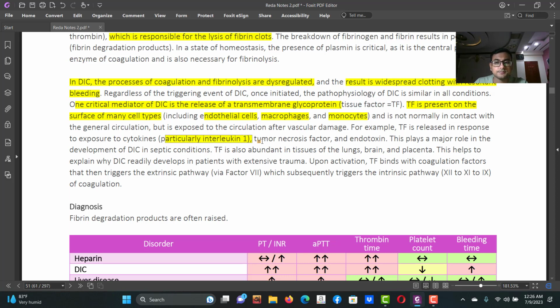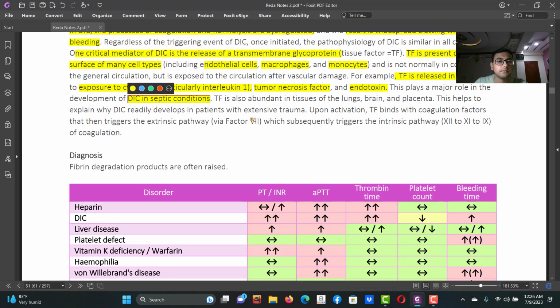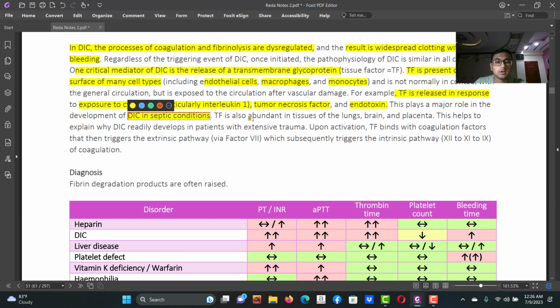Particularly interleukin 1. For example, transmembrane protein is released in response to exposure to cytokines, which is interleukin 1. It is a risk factor or triggering factor for DIC. Another one is tumor necrosis factor, that is TNF, and endotoxin. This plays a major role in the development of DIC in the septic condition. The transmembrane glycoprotein is also abundant in the tissues, that is lung, brain, and placenta. So in these three organs, transmembrane protein is usually found more.